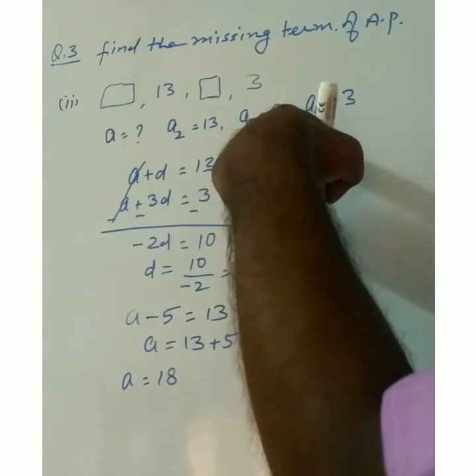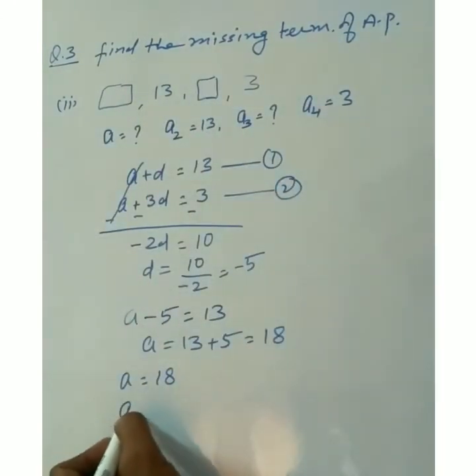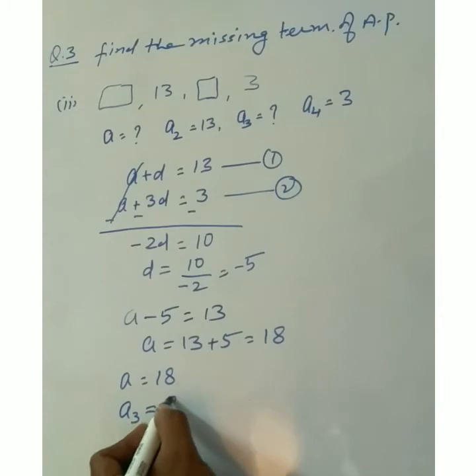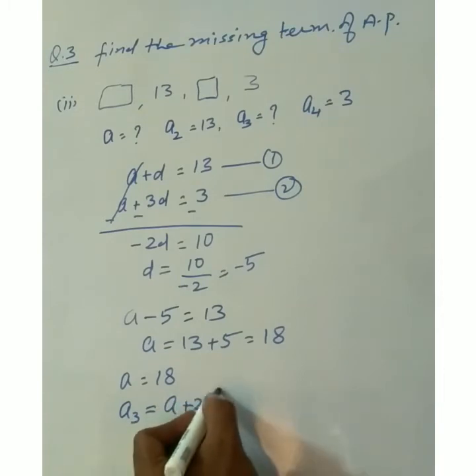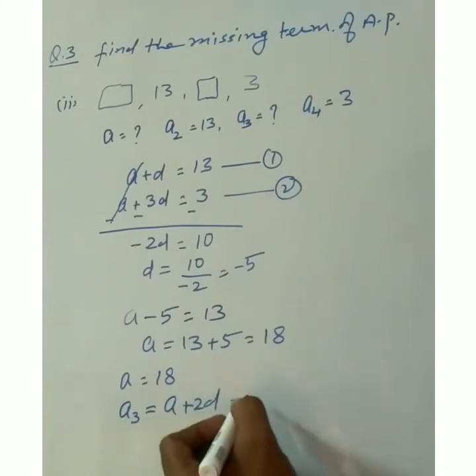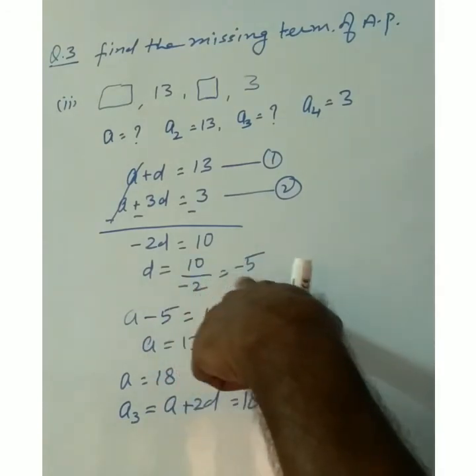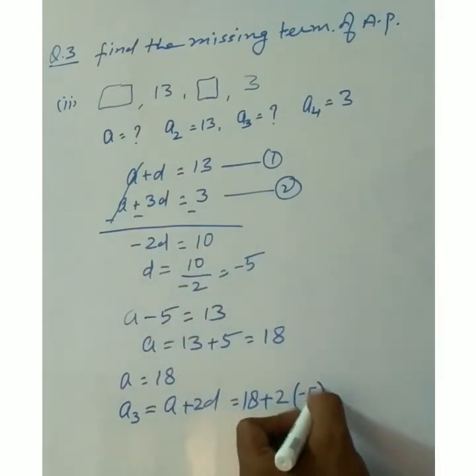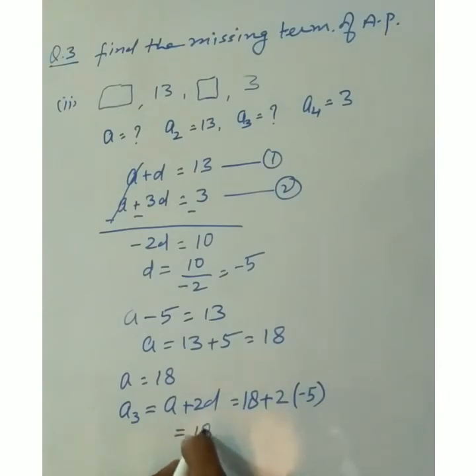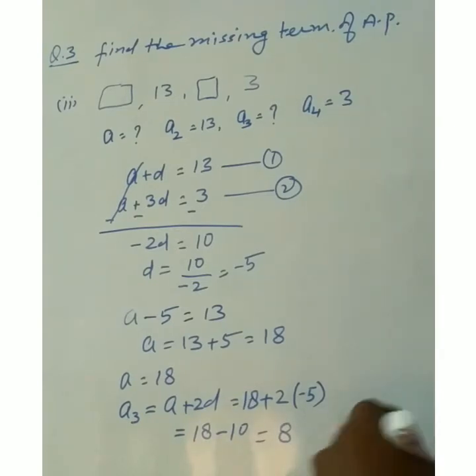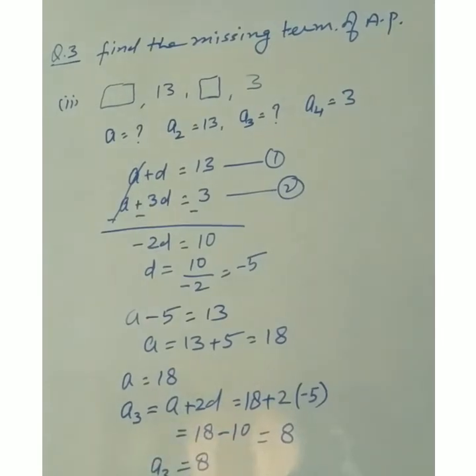Now we need to find out the third term, a3. The formula is a plus 2d. A is 18 plus 2 and d is minus 5. So it is 18 minus 10. 18 minus 10 is 8. So the third term is equal to 8.